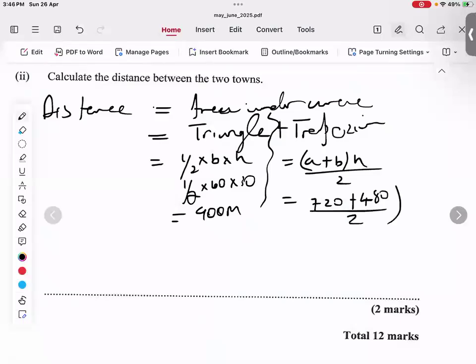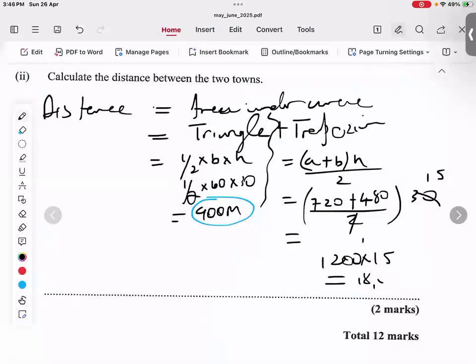Divided by 2 times the height, which is 30. All right, so what is 720 plus 480? 1,200. Times it by 15, please. So 1,200 times 15. 18,000 meters. So the total distance traveled by the vehicle is these two: 18,000 plus 900. So that's 18,900 meters. All right, tough question.